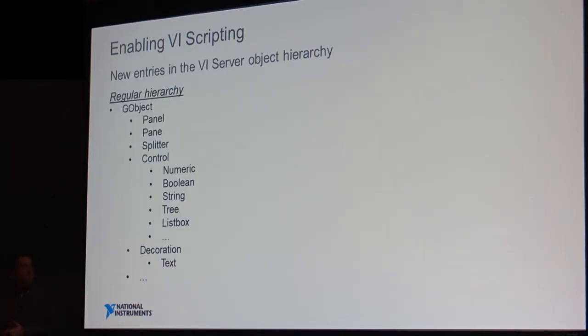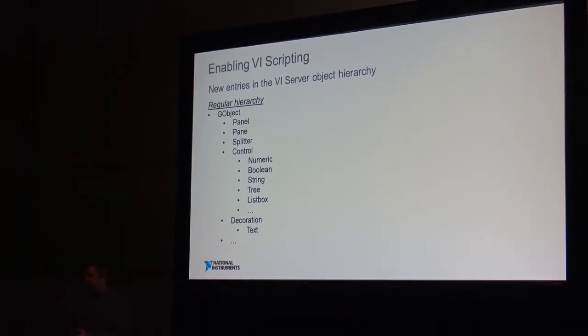Another thing that scripting gives you, so this is a very, very abbreviated VI Server object hierarchy. Pretty much everything you're ever going to want to manipulate on the front panel inherits from a class called GObject. Once you start looking under GObject, you're going to see panels, panes, controls. Under control, you're going to see tree control, string, numeric. Under numeric, you're going to see text string, named numeric. That's basically a hierarchy of things.